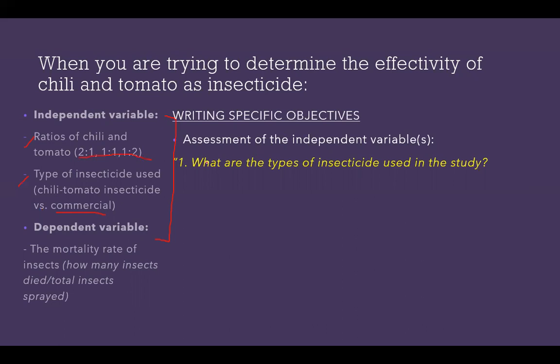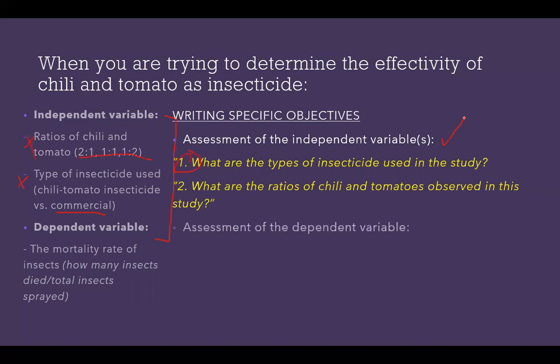Okay? So question number 1, specific objective 1: What are the types of insecticides used in the study? That fits. Number 2: What are the ratios of chili and tomatoes observed in this study? That fits. So, assessment of independent variables, check. Next, assessment of dependent variables. Since the dependent variable is the mortality rate of insects, the question is: what is the mortality rate of insects? So, check.